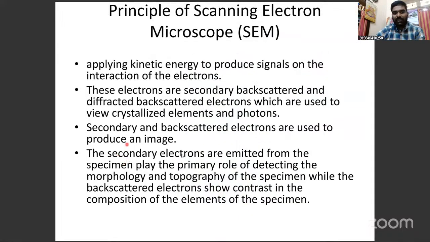So the secondary electrons which are coming from the specimen will detect the morphology and topography of the specimen, while the backscattered electrons, secondary backscattered, the diffracted backscattered electrons, show the contrast in the composition of the elements of the specimen. So morphology and topography can be detected by secondary electrons, and the composition of these elements can be studied by using these backscattered electrons.